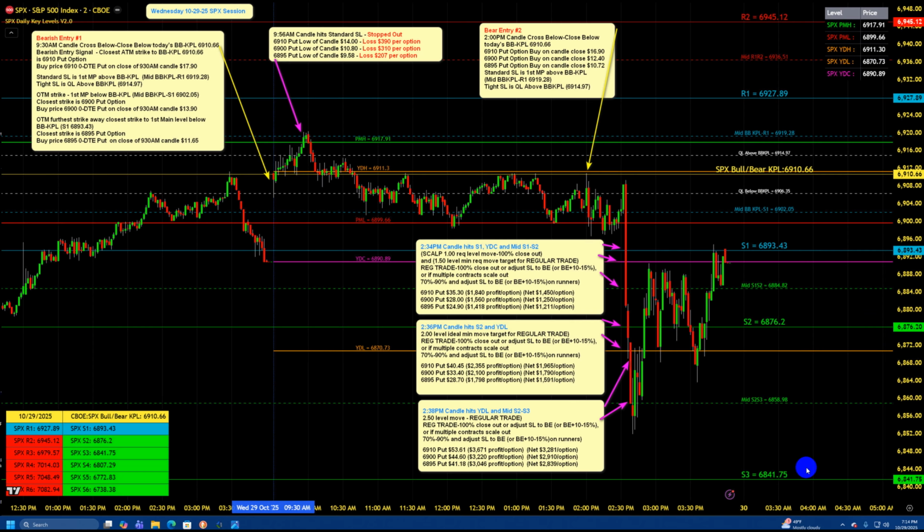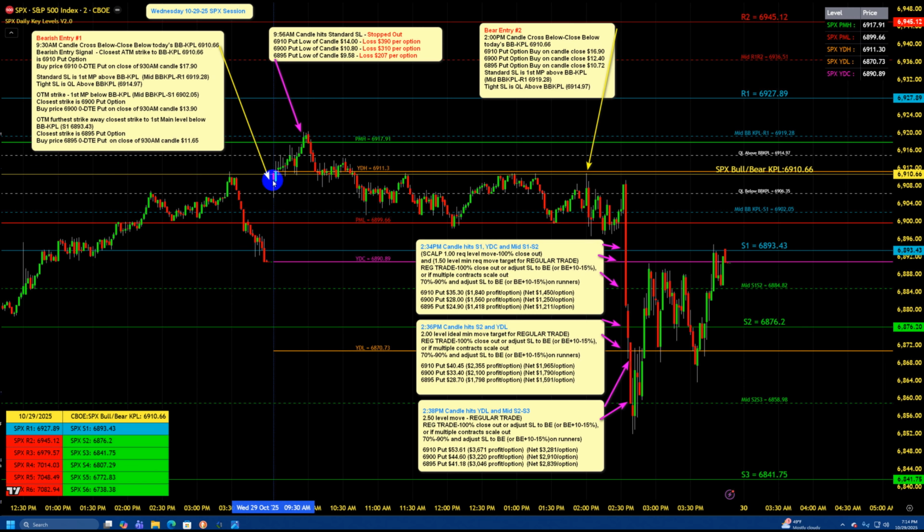Okay, so let's get right into the session. As you can see here, this is the 9:30 a.m. opening candle for this session. This was yesterday's daily close, so we have another gap up. It opened below, tried to push above the bull bear KPL on this 2-minute chart, and sold off with this wick here. Tried to go back up, but it still closed below the bull bear KPL.